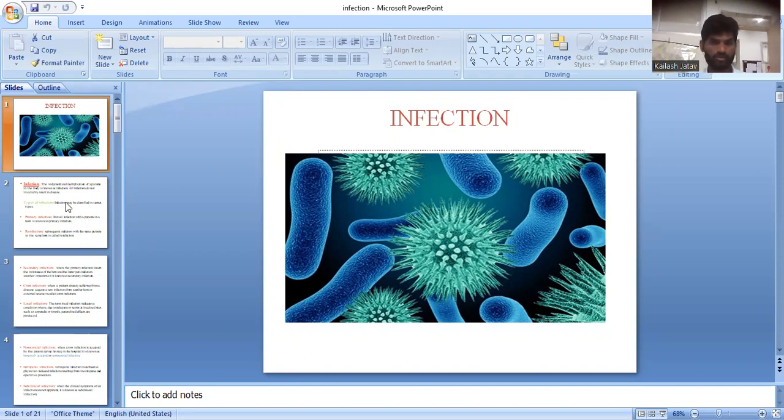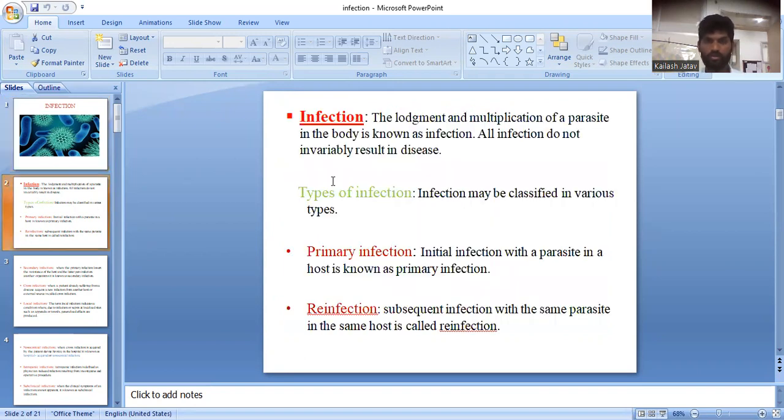Today we will discuss infection. What is infection? The lodgement and multiplication of a parasite in the body is known as infection. All infections do not invariably result in disease.